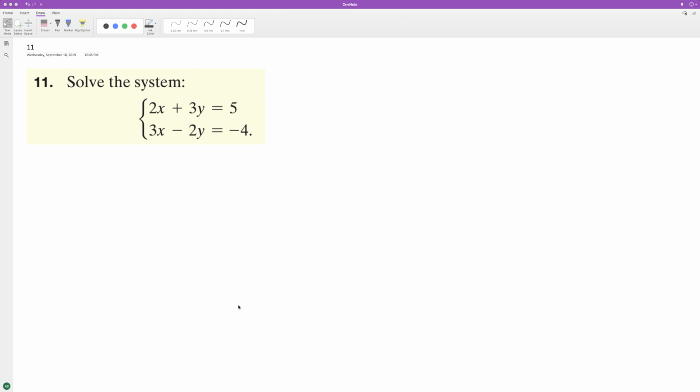Solve the problem for X and Y in the system. So there's a few things we can do, but one way may be working to eliminate the Y and the X. So we'll multiply the top equation by 2 and the bottom equation by 3.